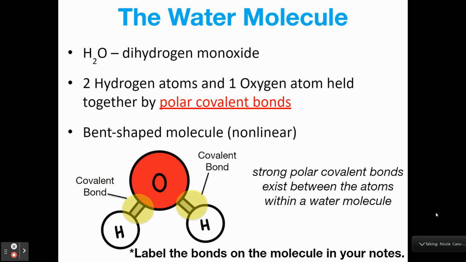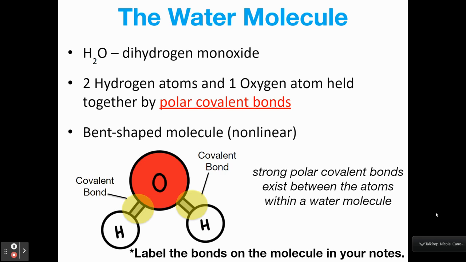The two hydrogen atoms and the one oxygen atom have a polar covalent bond. So if you recall from the video yesterday, what it means to have a polar bond means that they're, again, covalent, they share electrons. In a polar covalent bond, they're not sharing equally.